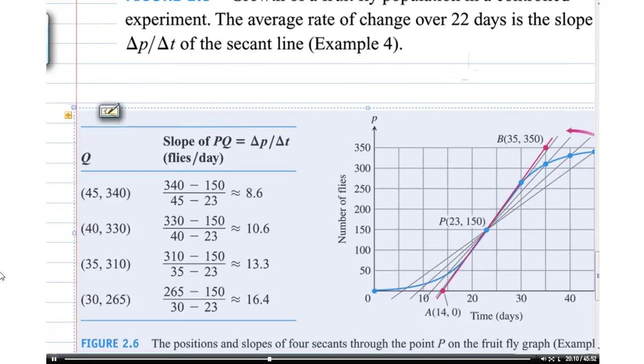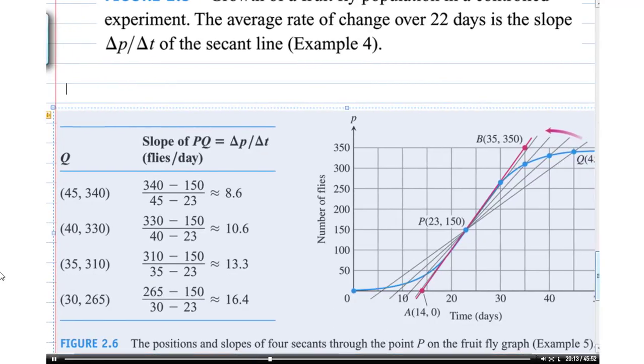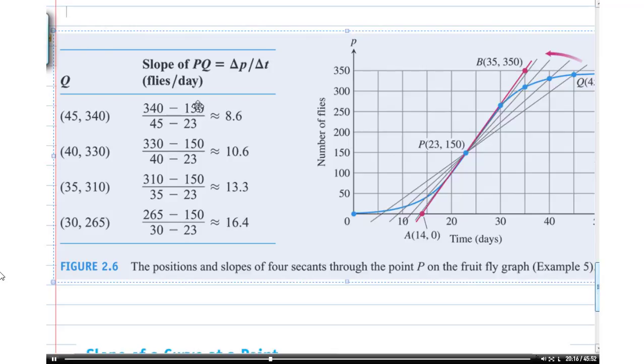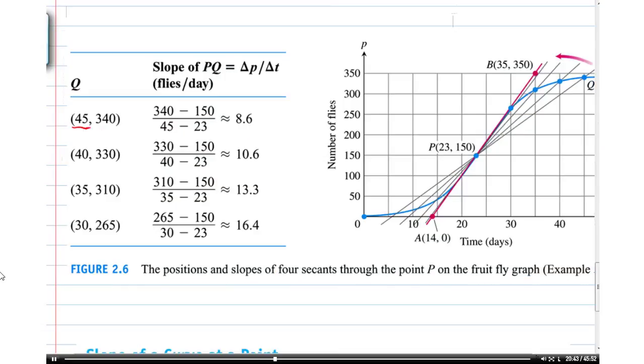In figure 2.6, which is this figure right here out of the book, what we're looking at is a trend for the average rate of change. This is the position and slopes of 4 secant lines through the point P on the fruit fly graph, and this is explained in your notes as well. So what we can see is as Q moves closer and closer to 23, as the point for Q gets closer to the point for P, we're seeing not an average rate of change, but an approach for an instantaneous rate of change.